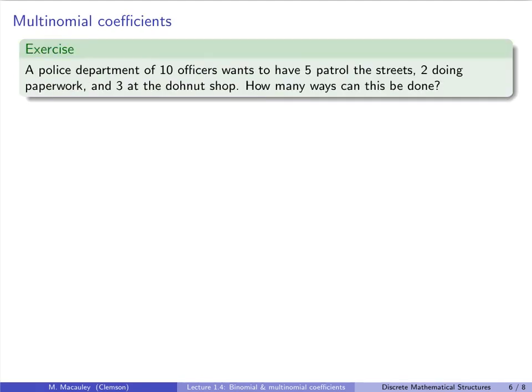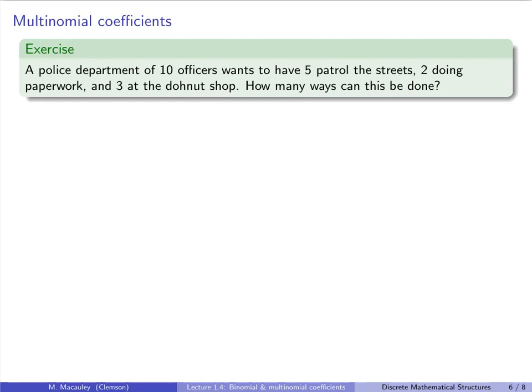Our next topic is multinomial coefficients, which are natural generalizations of binomial coefficients. I will motivate this with an exercise. Consider a police department of 10 officers. Suppose that they want to have 5 patrol the streets, 2 doing paperwork, and 3 at the donut shop. How many ways can this be done? I'm no longer picking just 5 from 10. I'm picking 5 from 10 to do one task, 2 from the remaining 5 to do another task, and then 3 from the remaining 3 to do the third task.